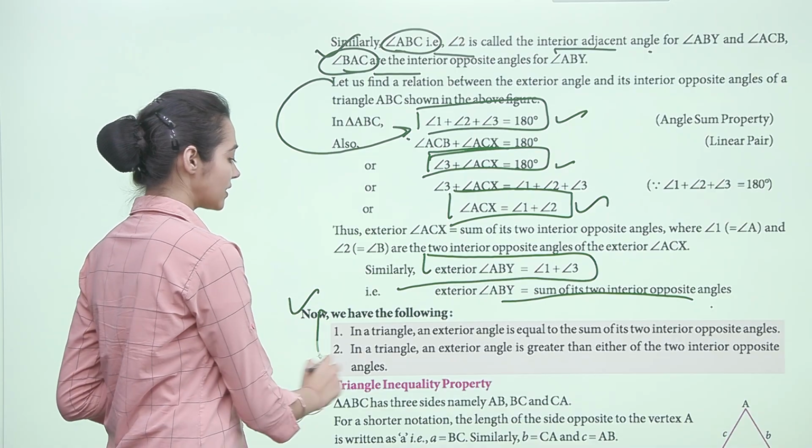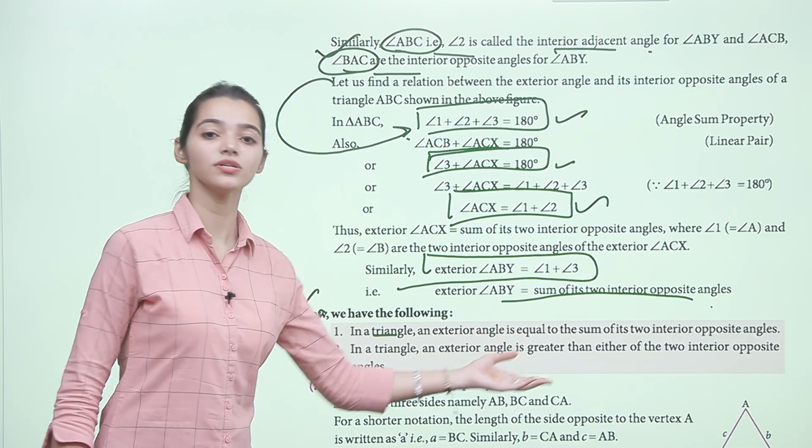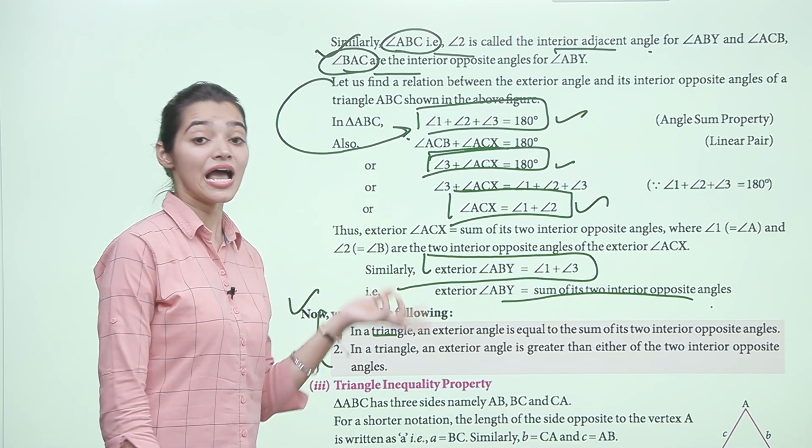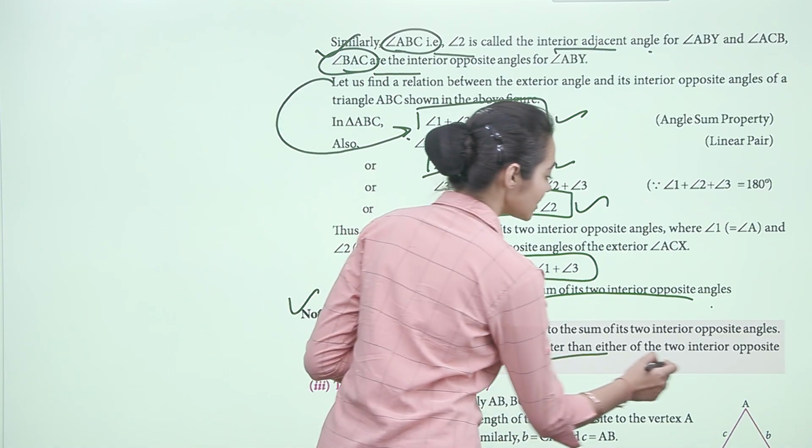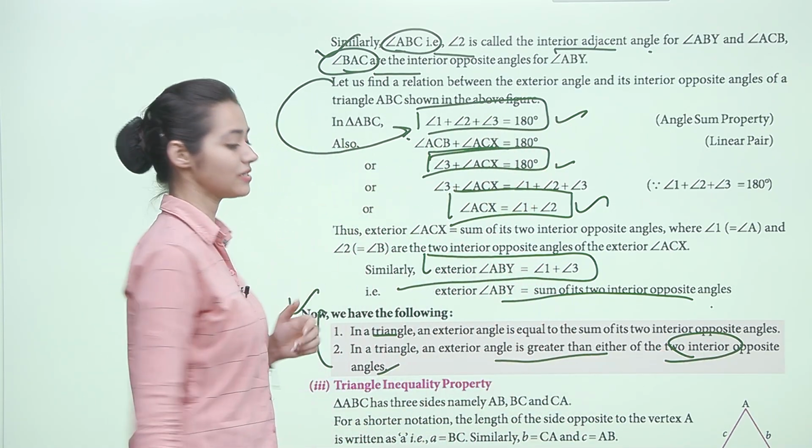Now we have the following: in a triangle, an exterior angle is equal to the sum of its two interior opposite angles, and an exterior angle is always greater than either of the two interior opposite angles.